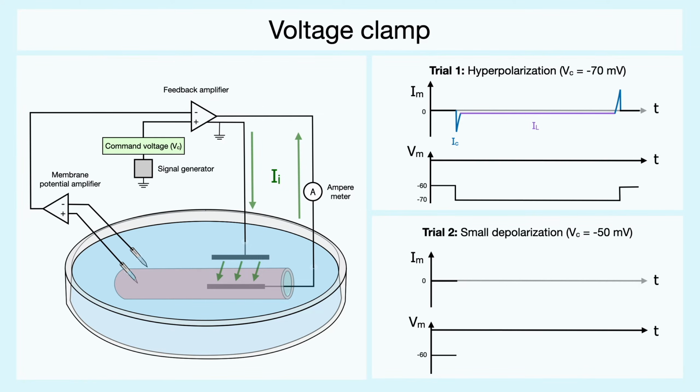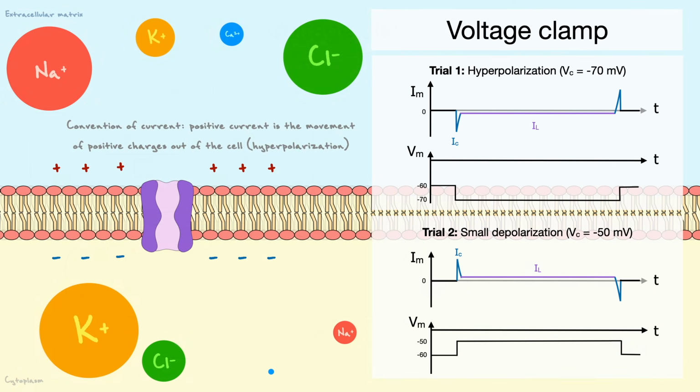In the second trial, let's set the command potential at negative 50 mV to slightly depolarize the membrane. As expected here, we get the opposite relation, with the currents flowing in the opposite direction and with the leak channels still being the only ones responsible for the resistive current. Recall that our convention for current says that positive current corresponds to positive charges leaving the cell, which in essence corresponds to a hyperpolarization.